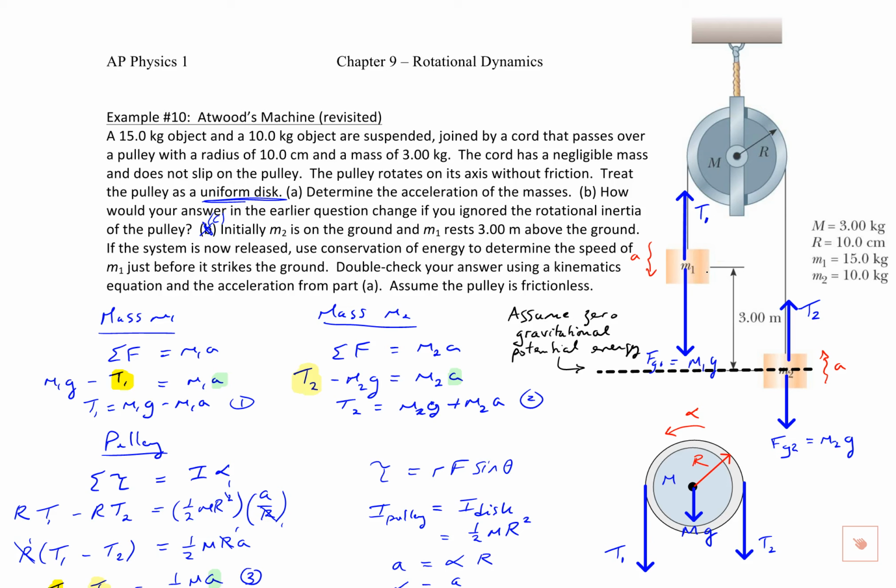So now let's apply the conservation of energy. I'm going to be assuming that my system consists of M1 and M2 and the pulley. So this is all one big system. And we're going to assume that there are no non-conservative forces acting in the system, like friction, so that we can assume that the mechanical energy of the system is conserved.